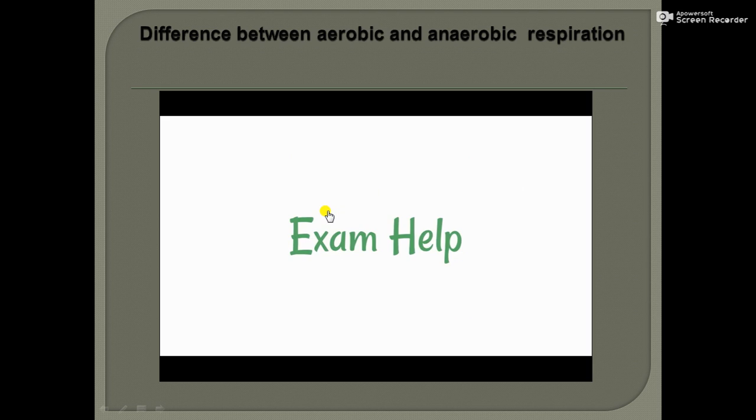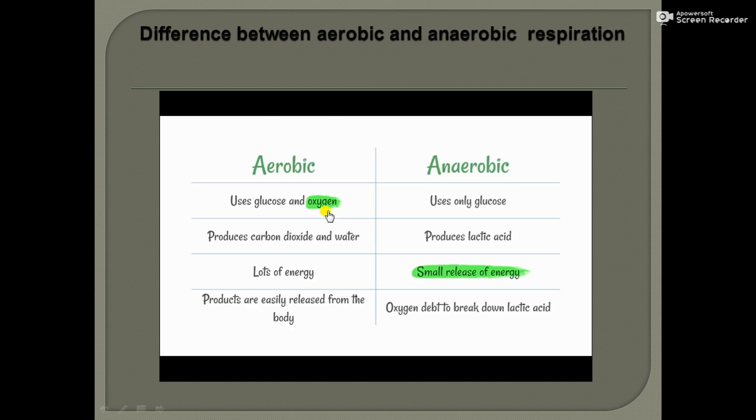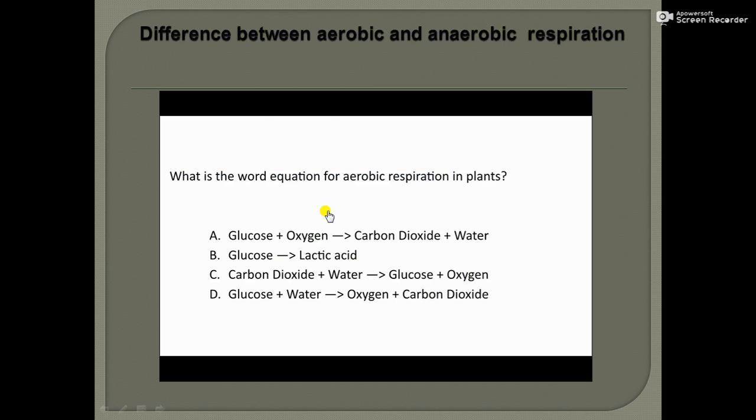And let's think about how you could get assessed on this in an exam. What is the word equation for aerobic respiration in plants? Now, this is a bit of a sneaky question because you might end up mixing up aerobic respiration and photosynthesis because it's specified plants. But what you need to realize is that aerobic respiration in plants is exactly the same as it is in animals. And so the answer is A. Glucose plus oxygen goes to carbon dioxide and water.